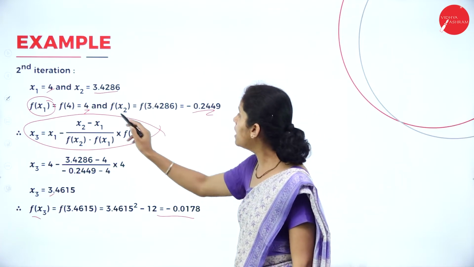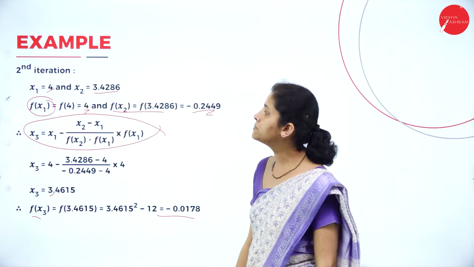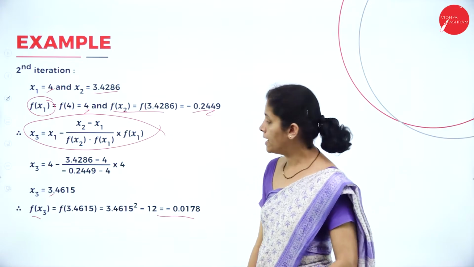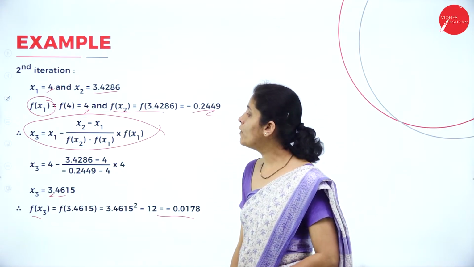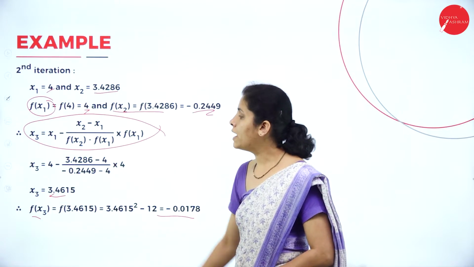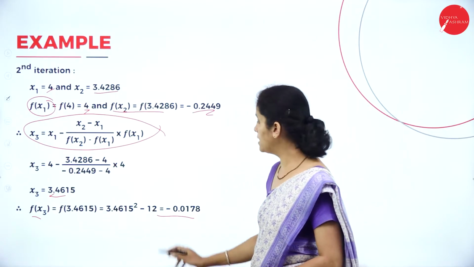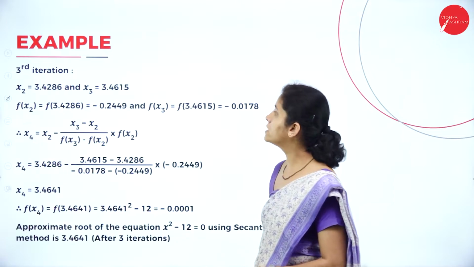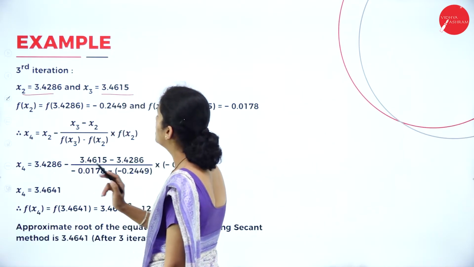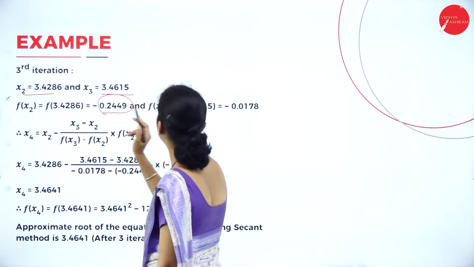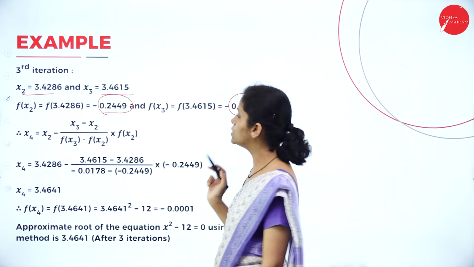And whatever the f of x2 I have, that is my f of x3. And whatever present value, that is 3.415, that is my x4. And this is my f of x4. See here, I got this one and this one. After substituting, I'll get this one, and after substituting, I'll get this one.